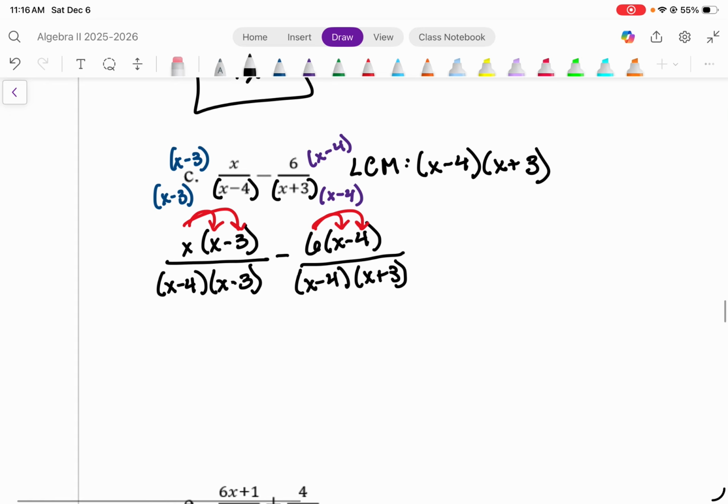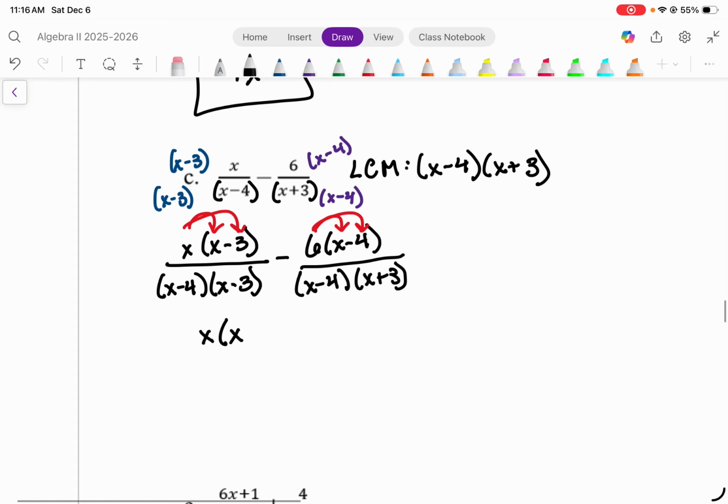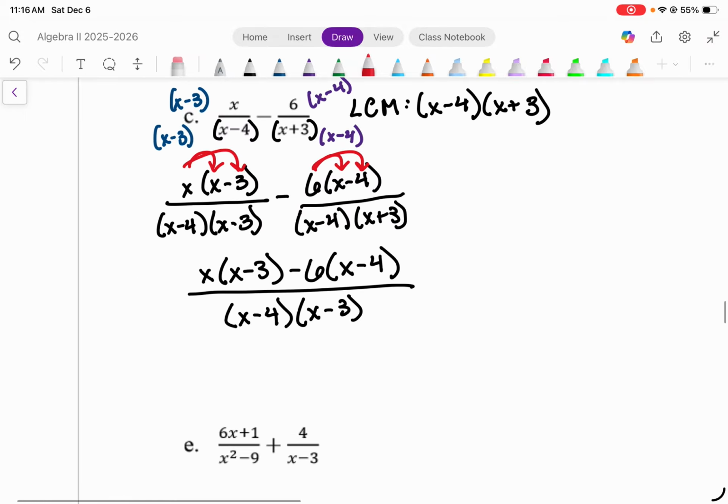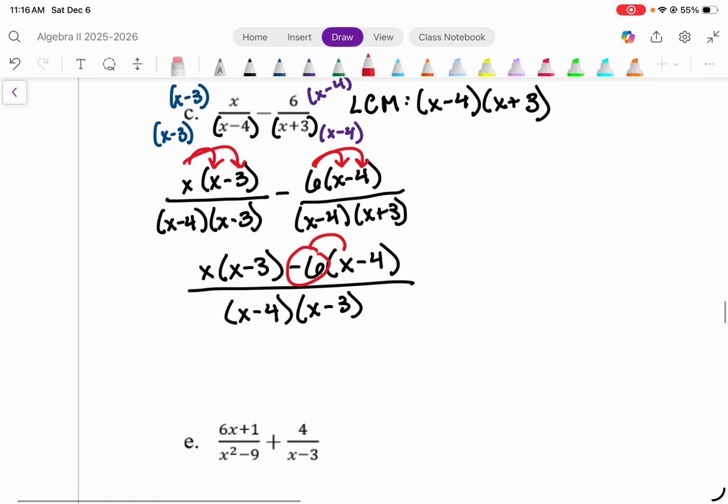So I had x times x minus 3 and then minus 6 times x minus 4. Now the reason I combined them first is because with subtraction, a lot of times people will forget to subtract everything and then they'll get the wrong answer. So when we distribute here, we're going to distribute a negative 6.